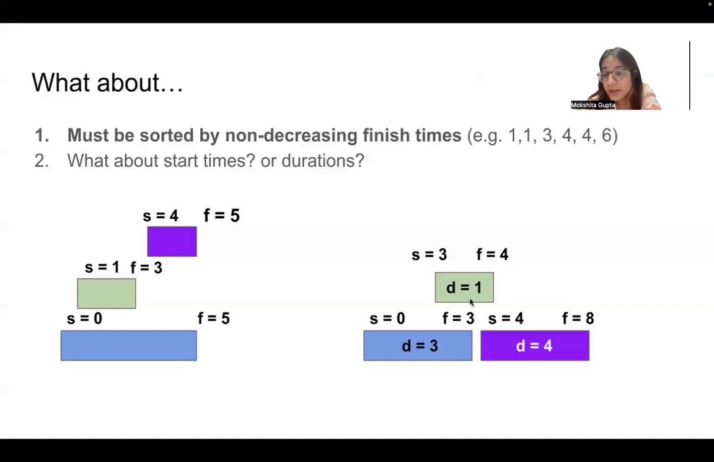Now, same over here. If you were to pick the event with the shortest duration first, you would end up picking the green event over here, and you would miss out on the blue and the purple events, which are of longer durations. But since they overlap with the shorter duration event, you wouldn't be able to see these, and you'd miss out on the optimal solution again.